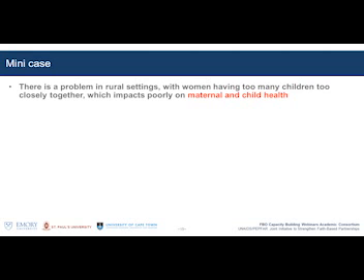I'm going to give you this particular case, and this comes across really commonly in a number of different settings at the moment. This is the logic that's being run. There's a problem in rural settings with women who have too many children and too closely together, which impacts poorly on maternal and child health. This has been recognized in many different settings, and has impact both on child health and on maternal health.